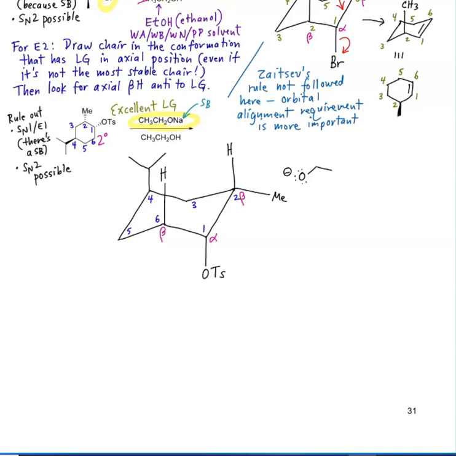So let me pause and ask you, which one is that hydrogen? Would you remove the hydrogen at carbon 2, or would you remove the hydrogen at carbon 6? So if you said 2, you'd be right. So the proton is removed, the pi bond forms, the tosylate is expelled, and you end up with this.